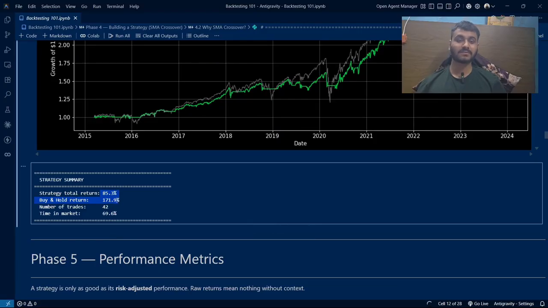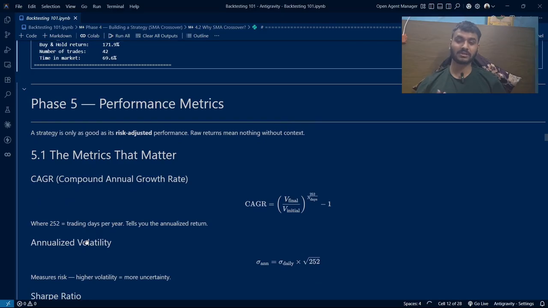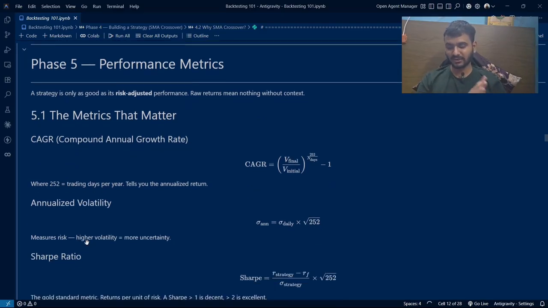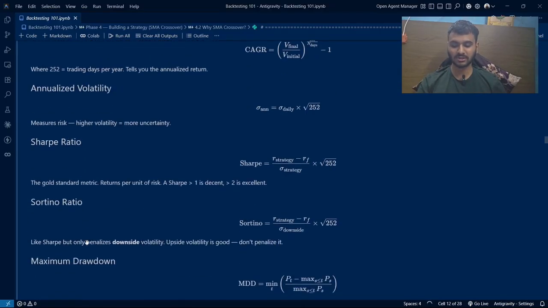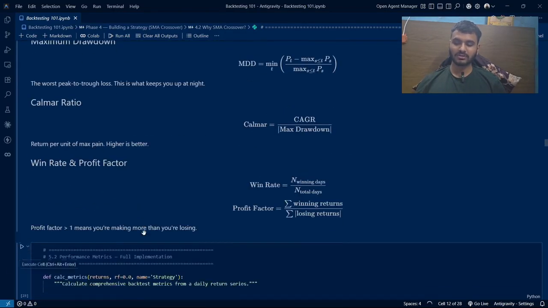Now let's talk about phase 5, the performance metrics. What performance metrics should you look out for? I think I've included this in the stats and metrics video, but still we will go through this. CAGR is very important. Analyze volatility, Sharpe ratio, Sortino ratio, maximum drawdown, Calmar ratio, win rate, and profit factor. Now, what do each of these mean?